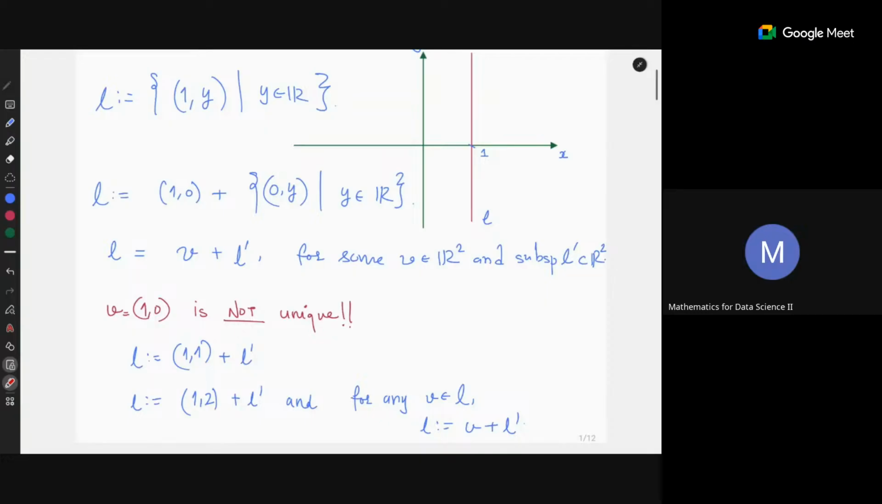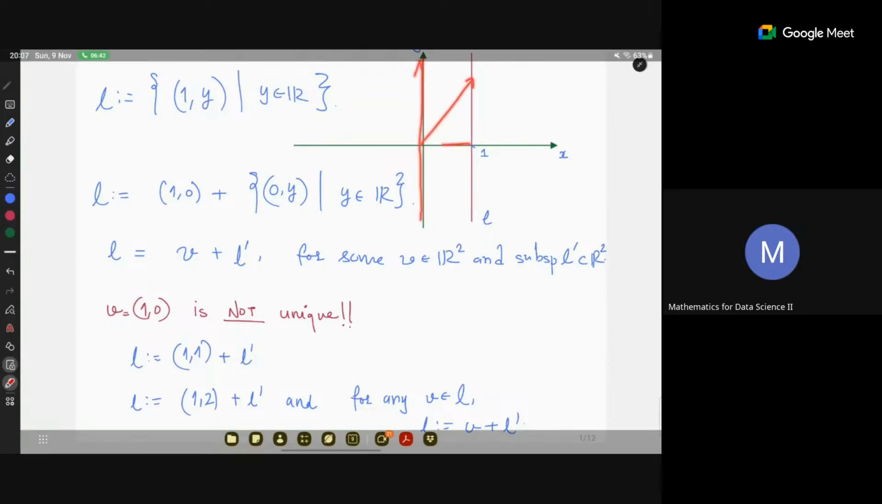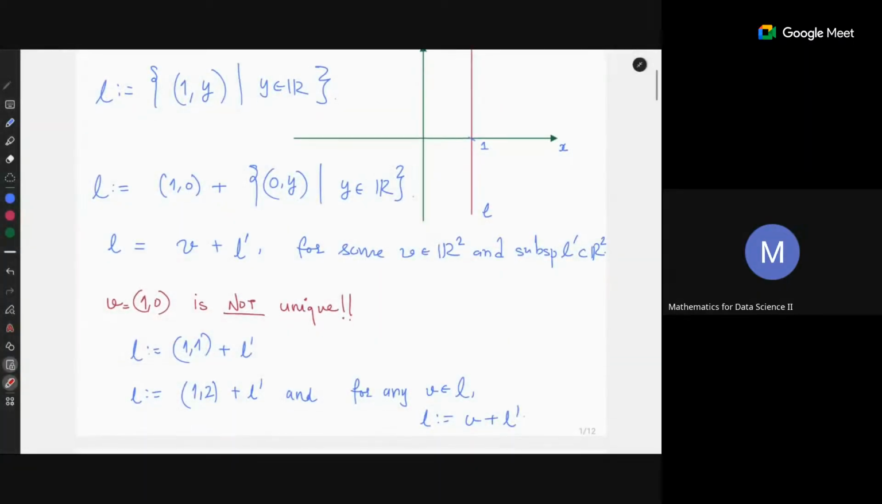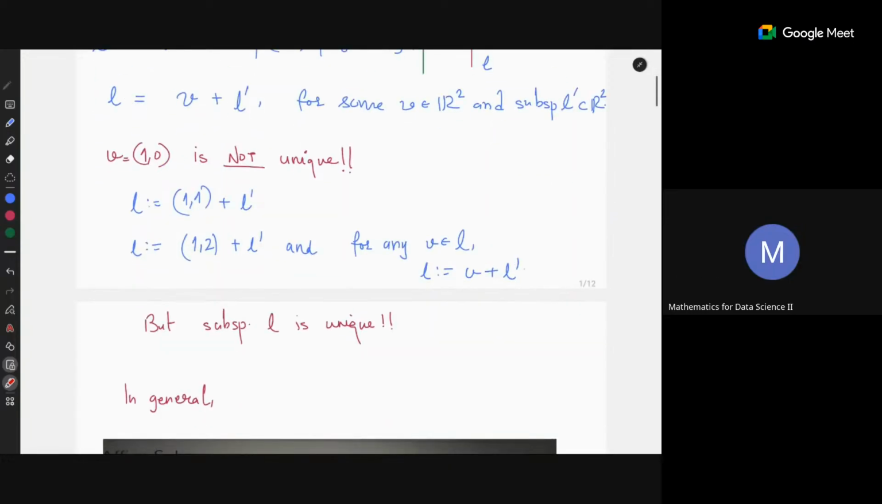I can take any vector of my L, let's say this vector, that vector, this vector, and take the sum of this vector with this subspace L, and I will get this shifted L prime line. So I can take any vector in L, and I can express my L in terms of that vector and L. So this vector is not unique. I can take any vector from the subset, but this subspace is unique. Okay, so the subspace is unique, but not the vector.